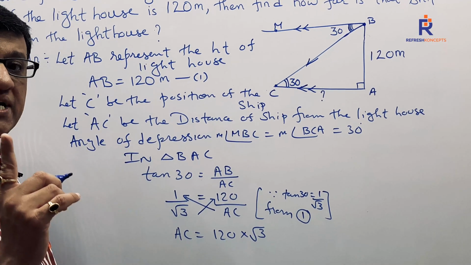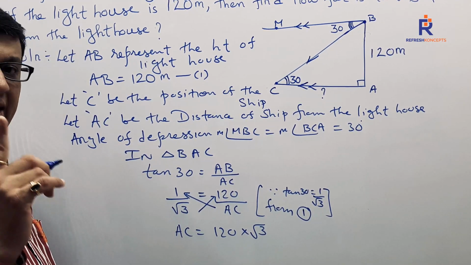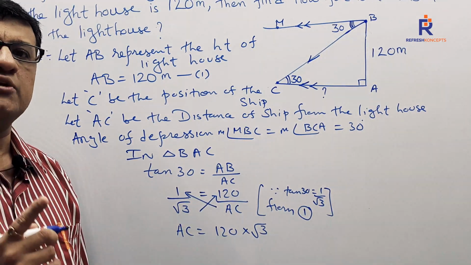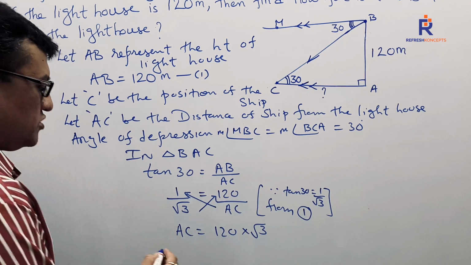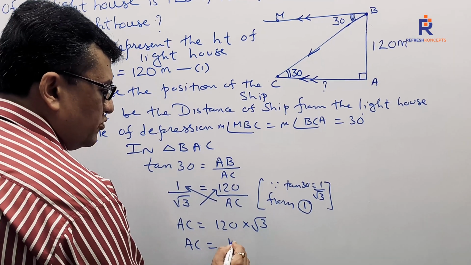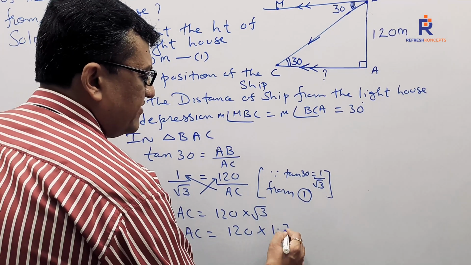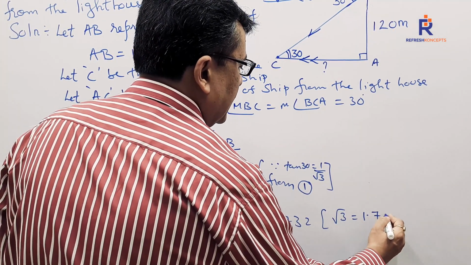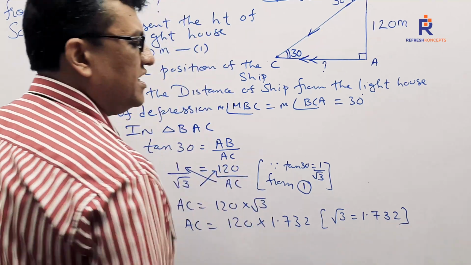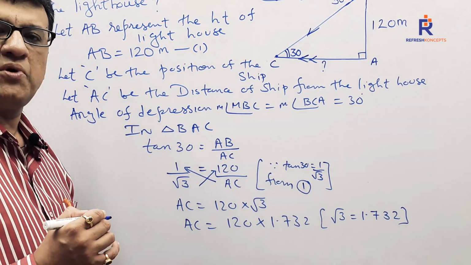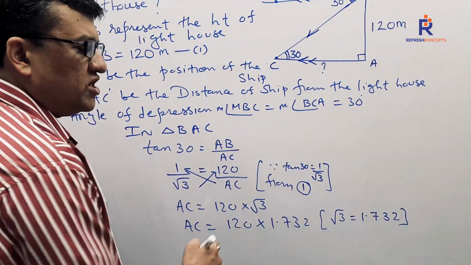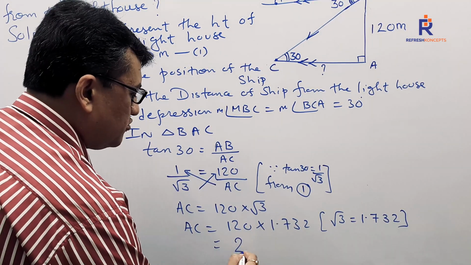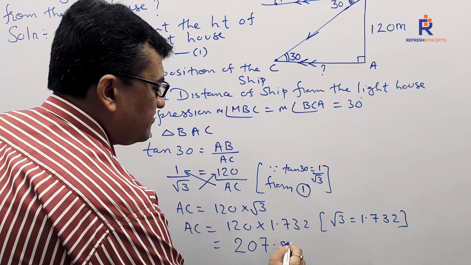Children, we are taking the value of root 3 as 1.732. In some of the books, you'll be given the value as 1.73. We are making use of 1.732. So AC is 120 into 1.732. If your teacher or your board says that the value should be taken as 1.73, you can restrict your calculation to 1.73, whereas I have taken 120 into 1.732. On multiplying, you will get the answer as 207.84.